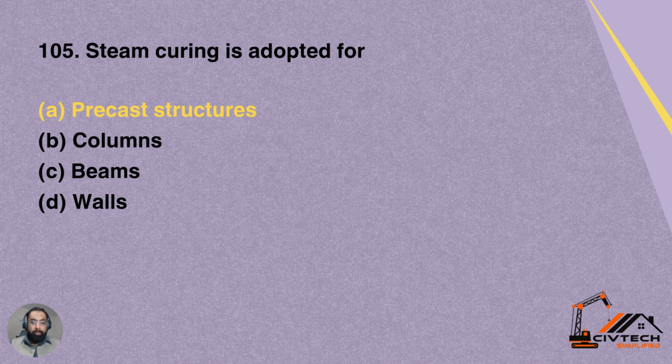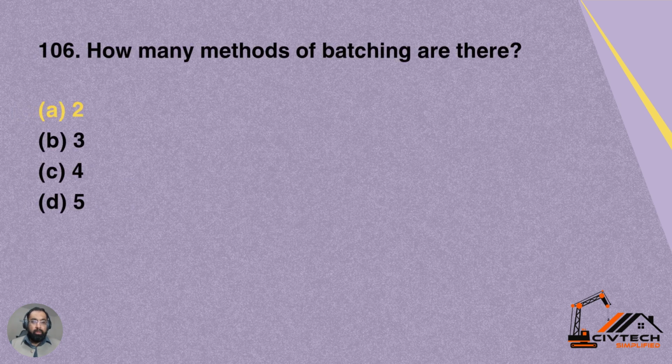Question 105. Steam curing is adopted for option A, precast structures. Option B, columns. Option C, beams. Option D, walls. So steam curing is adopted for the precast constructions or the precast structures. Option A is correct answer for this question.